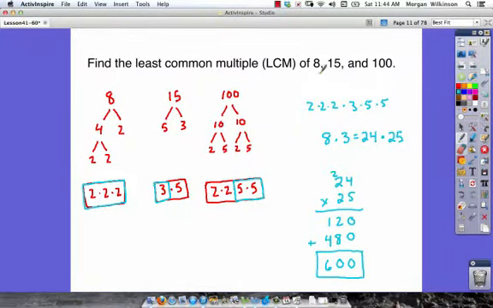We could have skip counted with these numbers, but it's going to take a long time to skip count from 8 to 600. Same thing with 15. It would take a long time to skip count to get to 600. So we can use the prime factorizations to help us to solve this a little bit more efficiently.